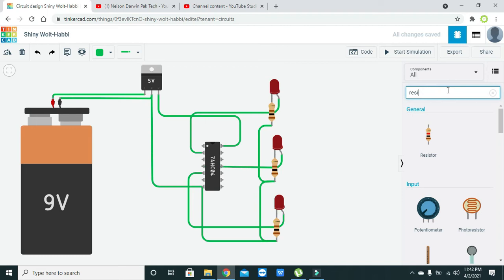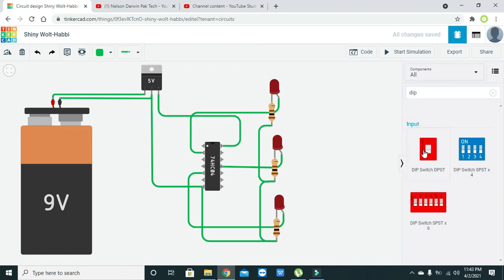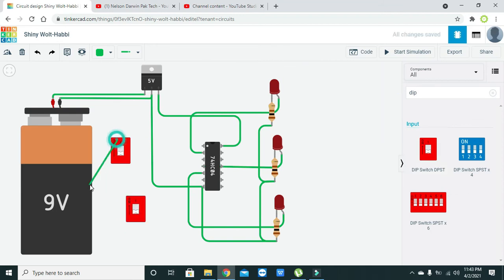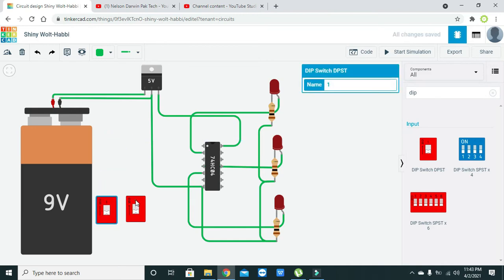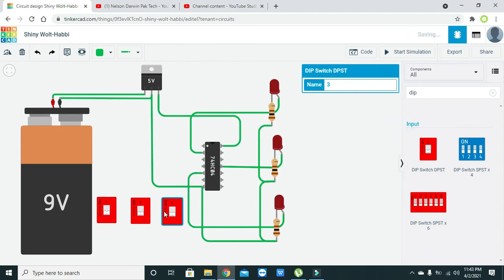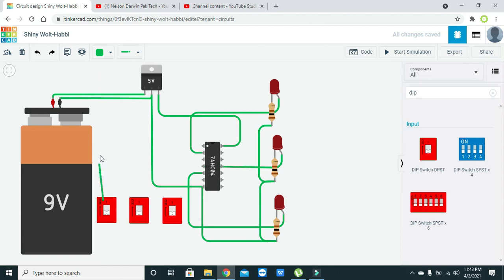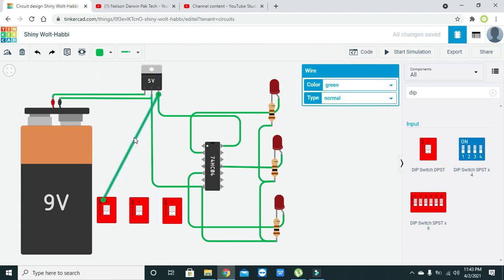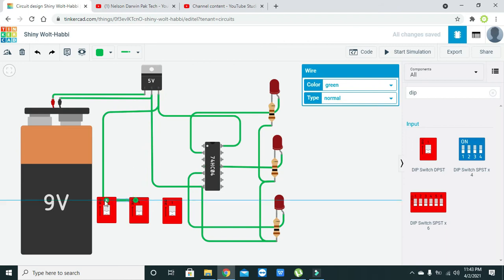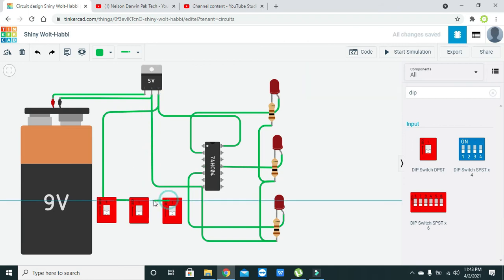Okay, now our output side is completed. Now we will take DIP switches, three DIP switches for the three inputs. We can arrange all of these in a line. Okay, it is 1B, it is connected with the output. Connect them with this, and this with this.